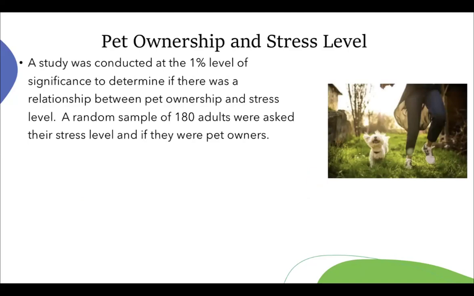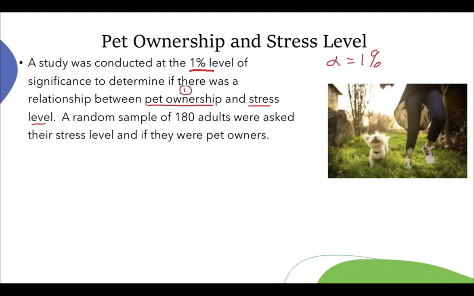A study was conducted at the 1% level of significance. We saw on our previous hypothesis test how knowing the level of significance is important and helps us make our conclusion. So here we're told that it's 1%. To determine if there was a relationship between pet ownership and stress level. So those are the two classifications.